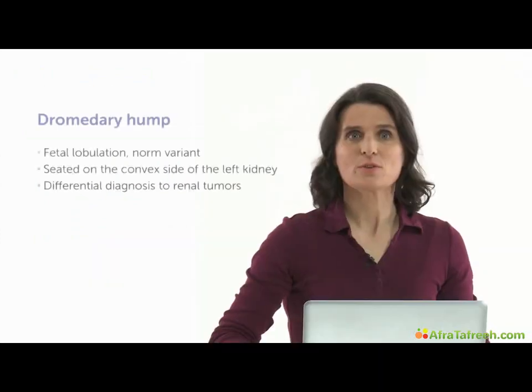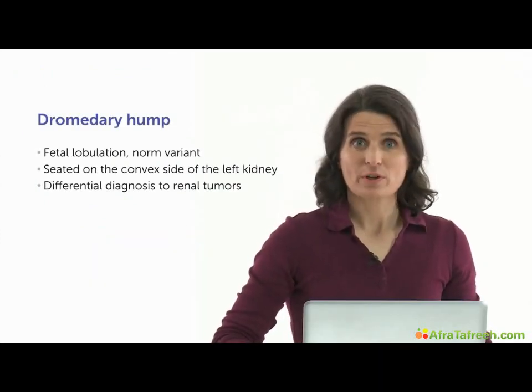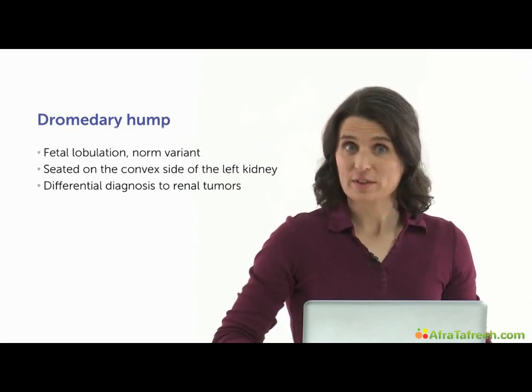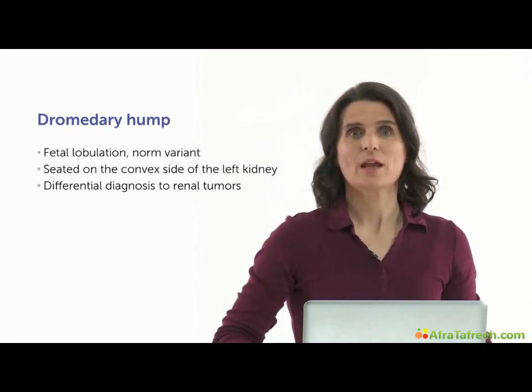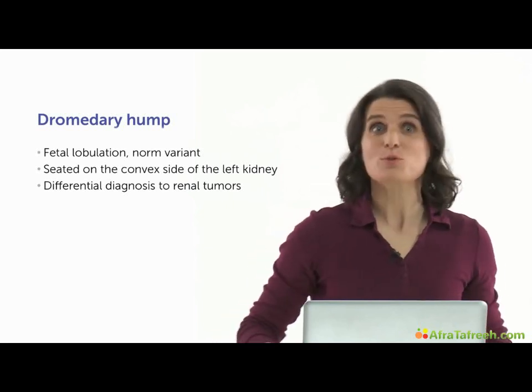Our last pathology in this chapter of renal tumors is a pseudotumor. It's called the dromedary hump. The dromedary hump is a normal variant and is seated on the convex side of the left kidney. It's not a pathology, but it can be a relevant differential diagnosis to renal tumors.